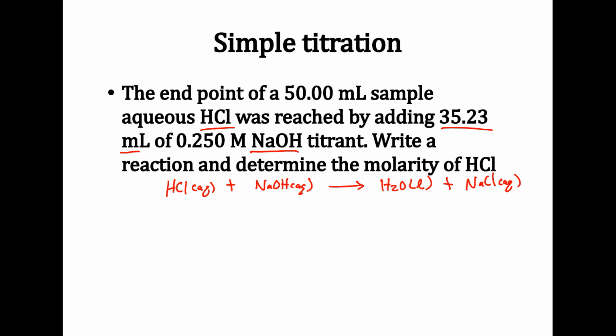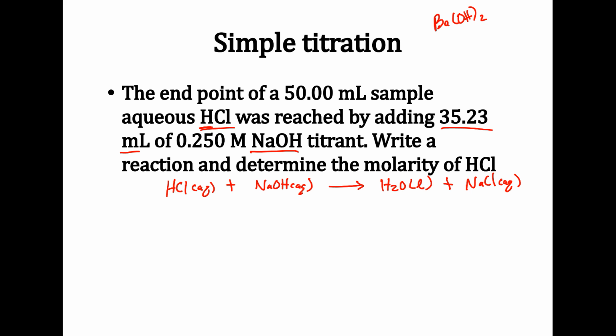What you do have to watch for is if you have a polyprotic acid, meaning there's more than one hydrogen that could possibly dissociate, or if you have more than one hydroxide. For example, this would be if you had something like barium hydroxide, where there's two hydroxides. Then you'd have to be careful going through and balancing and keeping track of all your moles. Okay, so now we have a balanced reaction, so let's go ahead and determine the molarity of HCl.